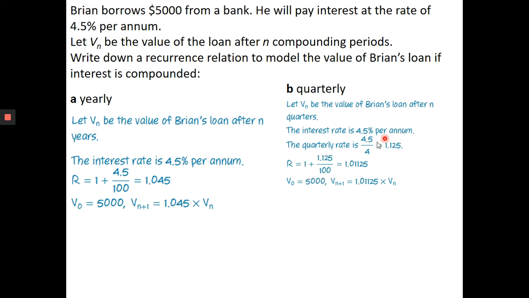So all we've done here is worked out what the quarterly interest rate is. We still have to do our 1 plus r over 100. 1.01125. So there's our new relation.